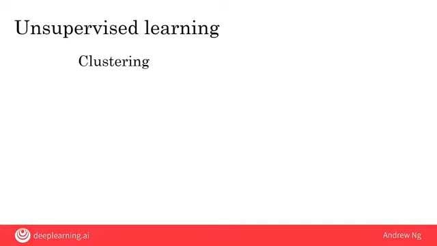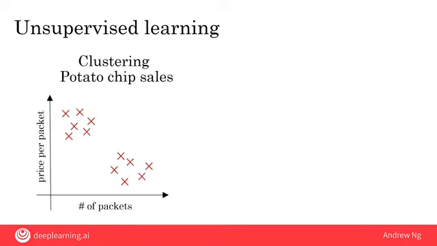Here's an example. Let's say you run a grocery store that specializes in selling potato chips, and you collect data on different customers and keep track of how many different packets of potato chips a single customer buys, as well as what's the average price per packet that person paid. So you sell some low-end, cheaper potato chips, as well as some high-end, more expensive packets, and different people may buy different numbers of packets in a typical trip to your grocery store.